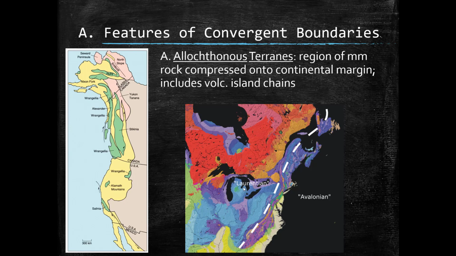An example of a modern allochthonous terrain might be Madagascar. That's large enough to be an allochthonous terrain. You could argue that India, as a microcontinent, is too big to be an allochthonous terrain, but nevertheless, that is an addition to Asia as well.